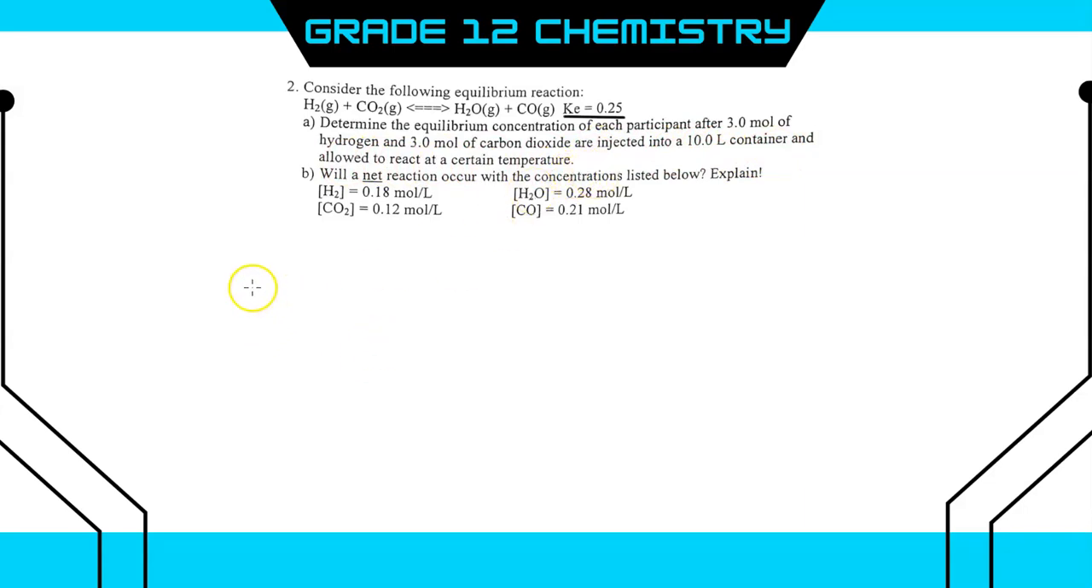So let's start with our ICE chart. We have our concentrations for I, C, change, and E, equilibrium. And let me just rewrite the equation so we can follow along with which concentrations we're dealing with. So we have hydrogen, carbon dioxide, with water and carbon monoxide.